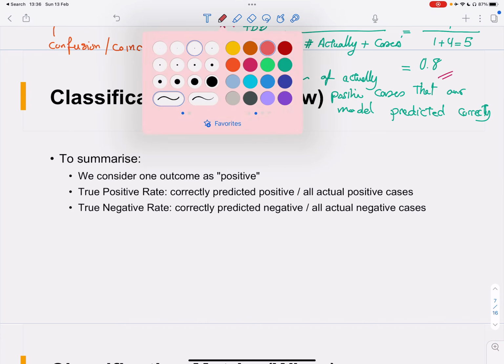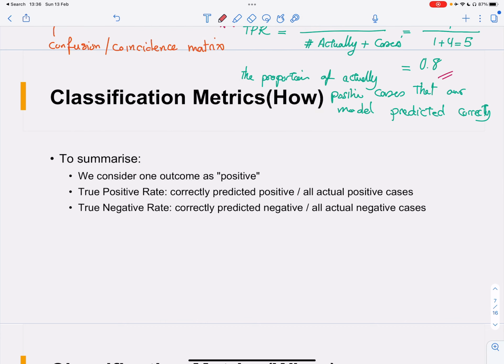For now, let's summarize lots of information that you have gained. So we consider one outcome as positive, and this is somehow arbitrary. The true positive rate is correctly predicted positives over all actual positive cases. We want to know how good our model is at correctly labeling the actual positive cases. Okay, true negative rate is correctly predicted negatives over all actual negative cases.